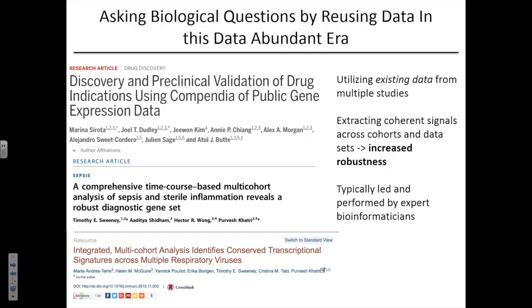So as I mentioned, the principle behind it is actually quite sound. Even though the data from one particular study may be quite noisy and there may be individual batch effects, if you can see a signal across tens of studies, it becomes quite attractive that you ought to follow up on some of the common conserved signals across the different studies. As I mentioned, typically these efforts are led and performed by expert bioinformaticians.